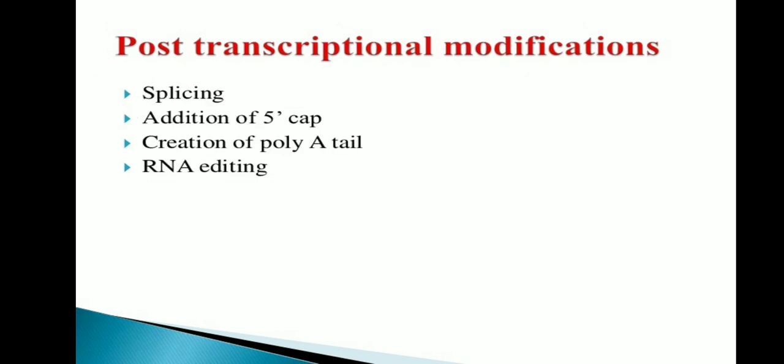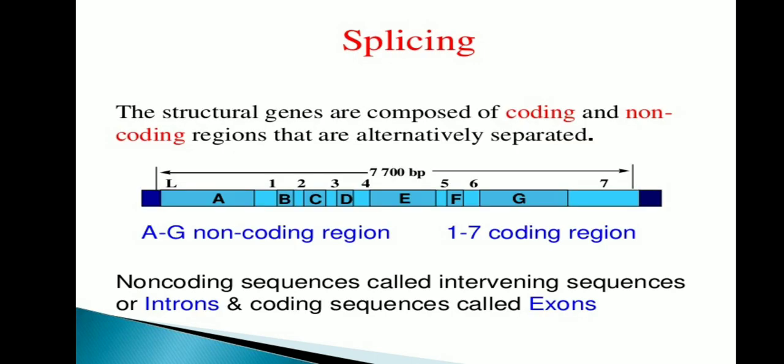These are the post transcriptional modifications: splicing, addition of the 5 prime cap, creation of the poly A tail and RNA editing, right? So first we'll see the splicing.